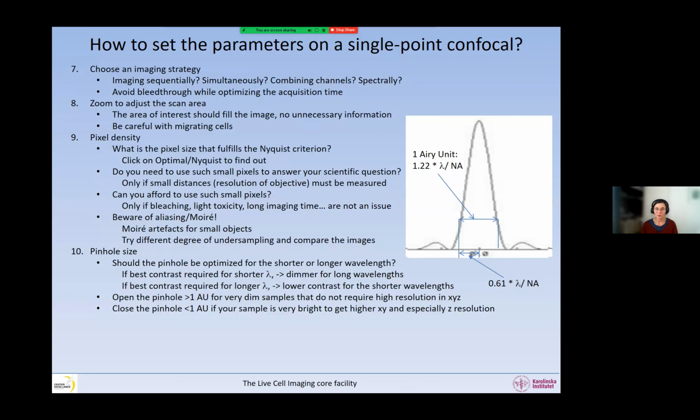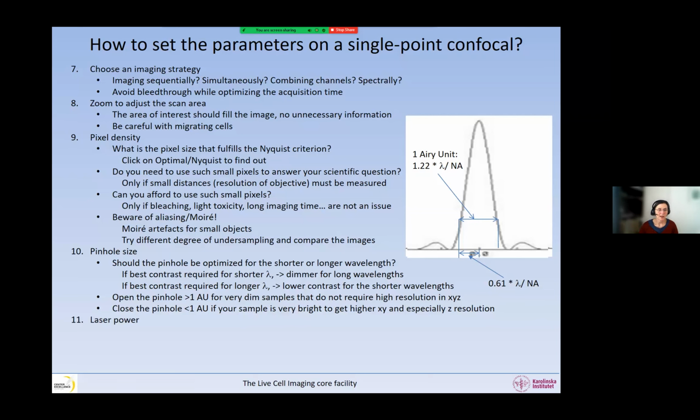So all this has to be weighed against each other. There is no such thing as setting one area unit for everything. It just doesn't work. So open and close the pinhole according to your sample. If you have dim samples, open the pinhole a little bit more. And if you have very bright samples, you're very welcome to close the pinhole below one area unit, because that will give you a higher contrast and therefore a more usable resolution. And that is especially true in Z.